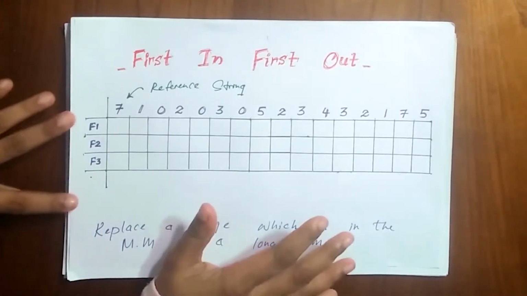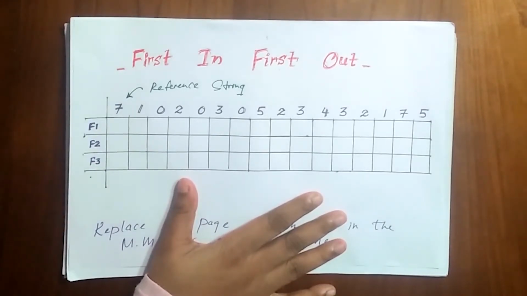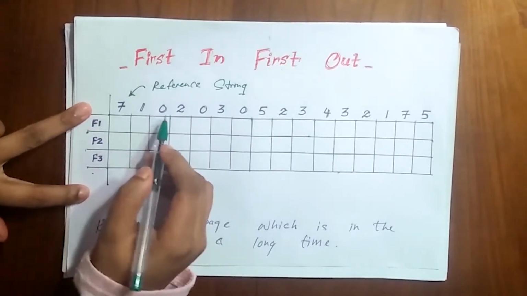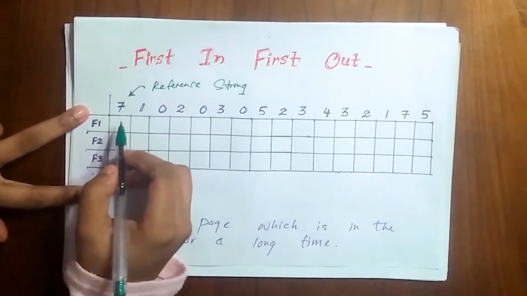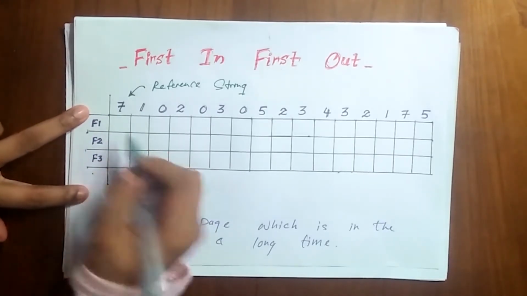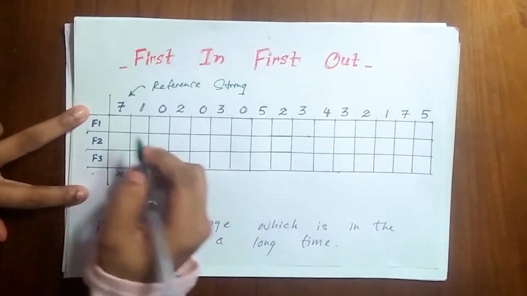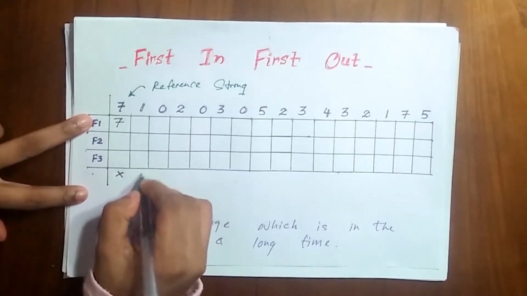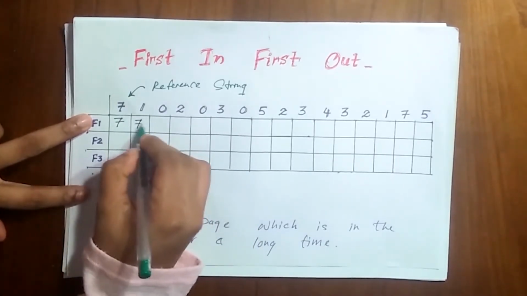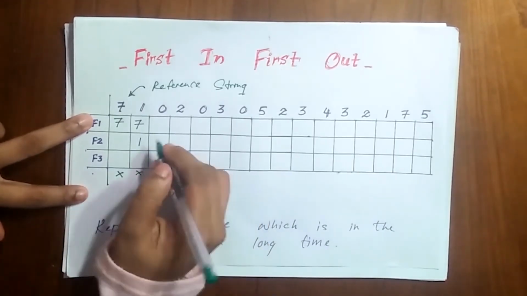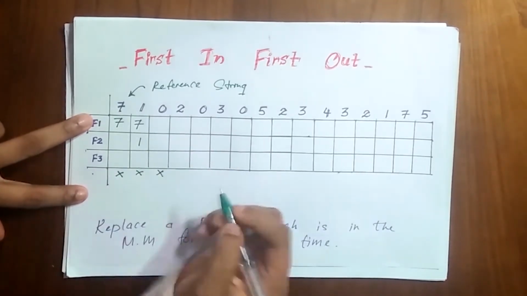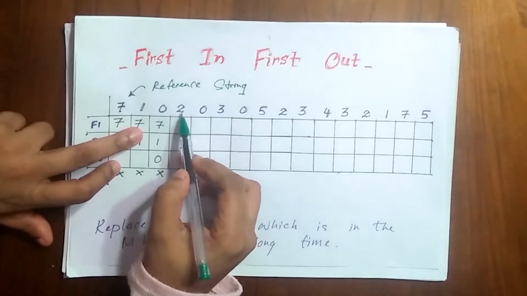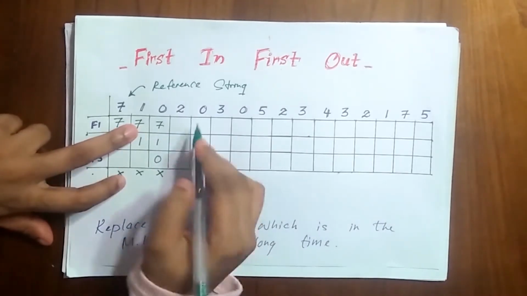So let's start. Now you know that the frames are empty. That means you can place the pages without any problem. So here 7, it is not in the main memory, so it's a page fault, and we are gonna place it here. And then 1, it is also not there, so it's a page fault, and 7 is already there and we are placing 1. And then 0, it is also not there and we are gonna place that.